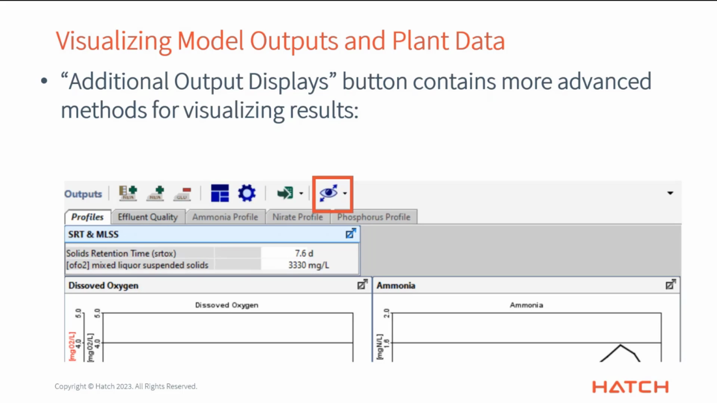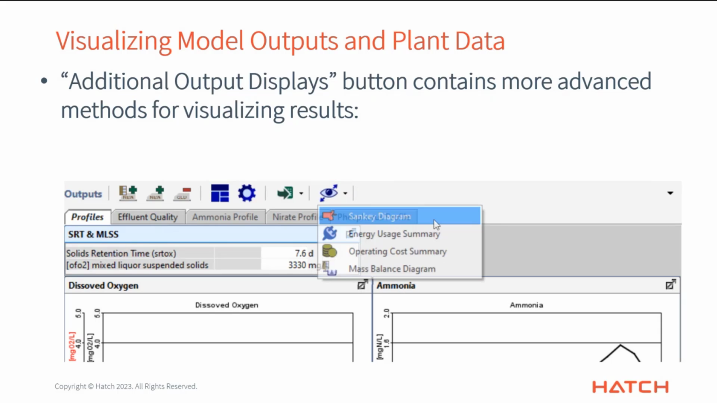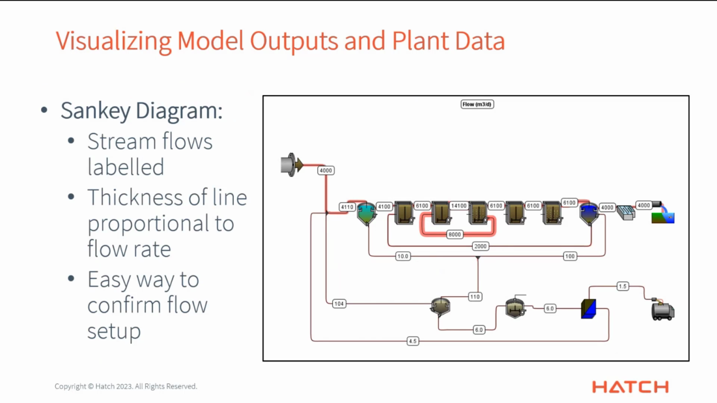It's called additional output displays if you hold your cursor over it. But really, it's about visualizing your model outputs. So I'm going to start here and show you that when you click on that button, it brings down options to do these 4 different types of graphs: Sankey diagrams, the cost and energy usage summaries, and the mass balance diagram. So very quickly, I will explain what those do.